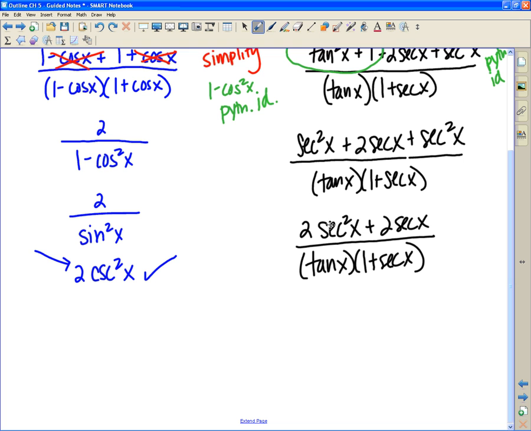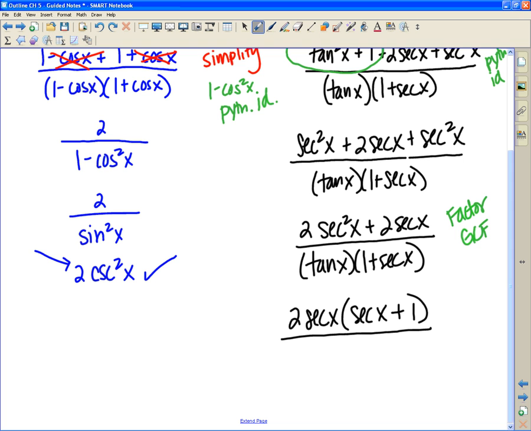So up in the top, I see two terms with GCFs, so I am going to factor a GCF. So what comes out of both of these terms? 2 and secant comes out of each one. I'm left with secant plus 1, which is really helpful for what I have on the bottom. This is a nice long problem for us. I have a positive secant plus 1 and a positive secant plus 1. Those can reduce to 1.